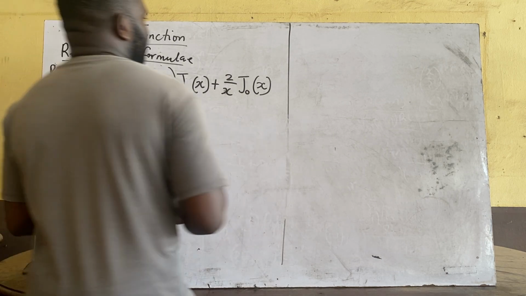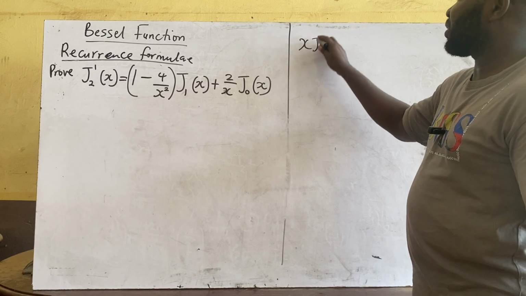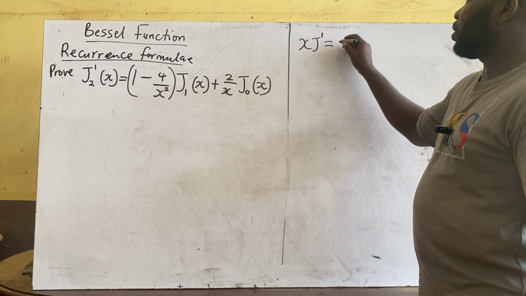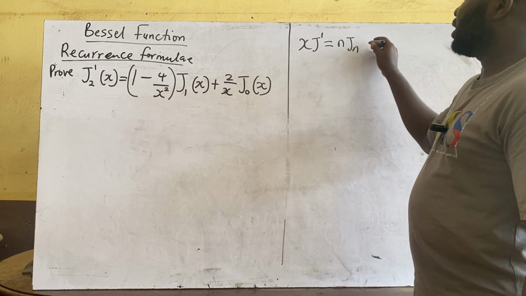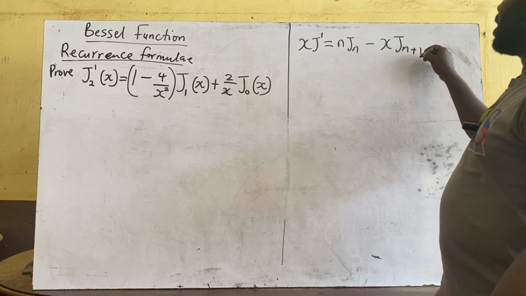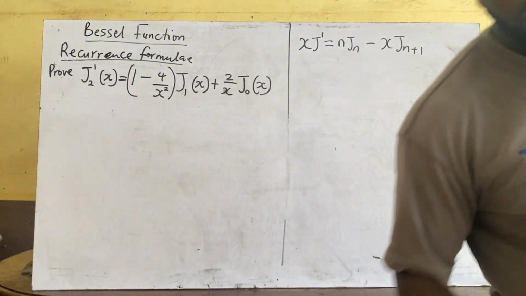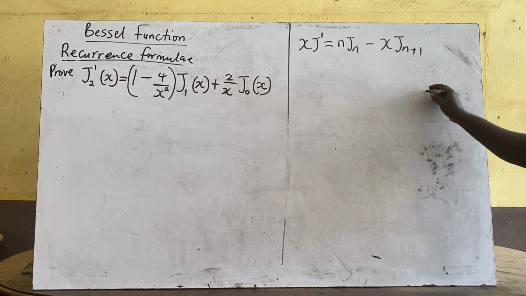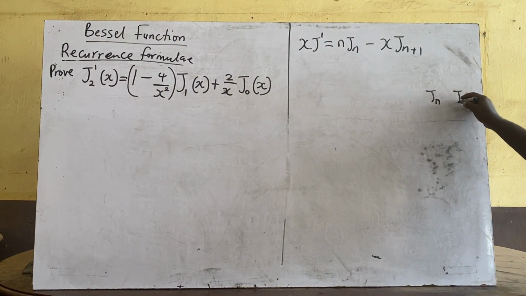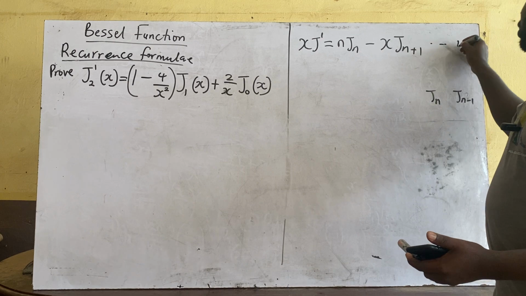So if you remember the Bessel recurrence formula, it says that x Jn prime is equal to n Jn minus x J(n+1). The preceding one will always have the negative. So if you check between Jn and Jn minus 1, you see that Jn is the preceding one. So we can call this equation 1.